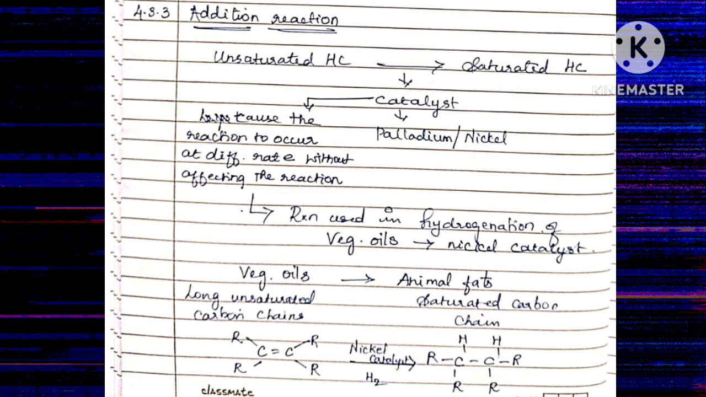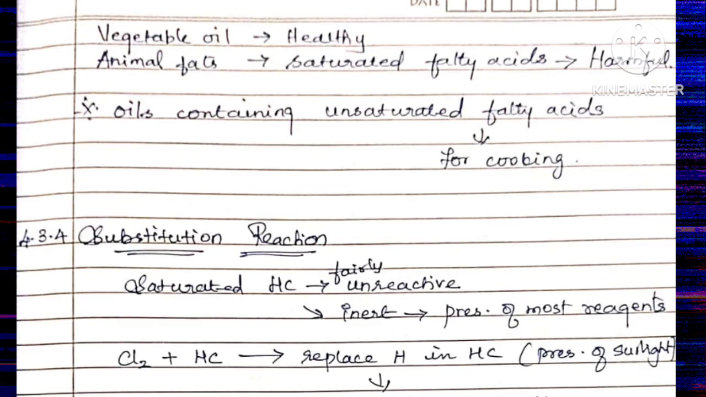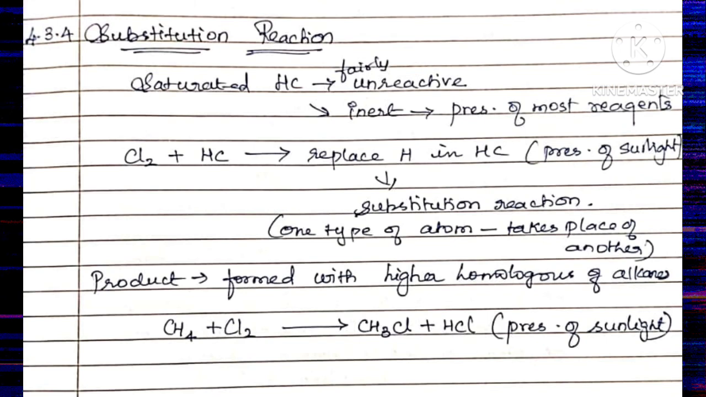During hydrogenation of vegetable oil, the catalyst which is used is nickel. Vegetable oil leads to animal fat-like fat during this addition reaction, from an unsaturated carbon chain to a saturated carbon chain. Vegetable oil is healthy, whereas animal fat is a saturated fatty acid, which is harmful to our health.